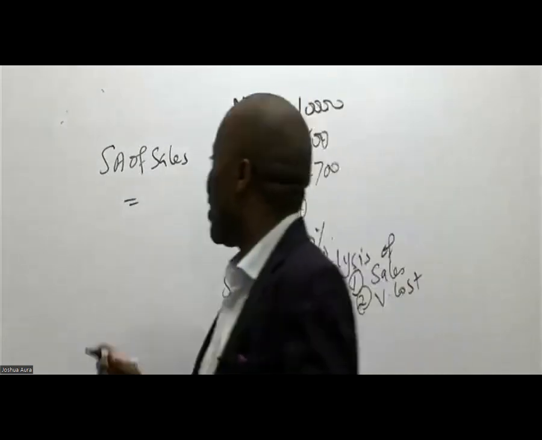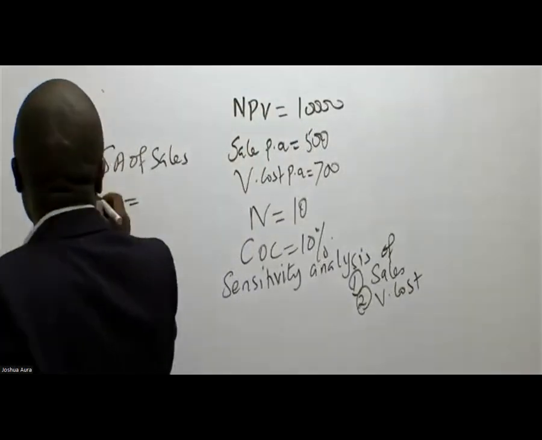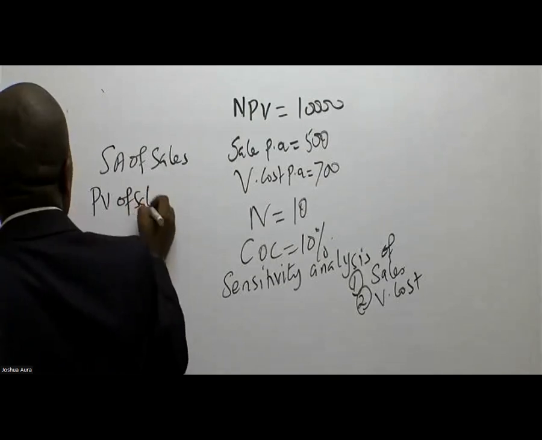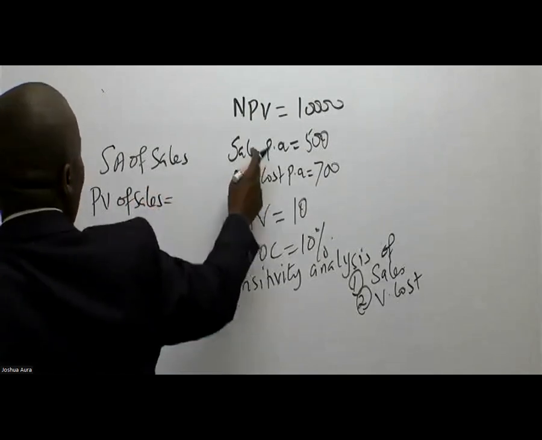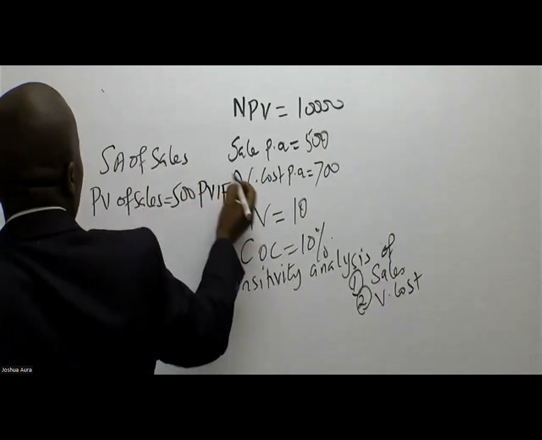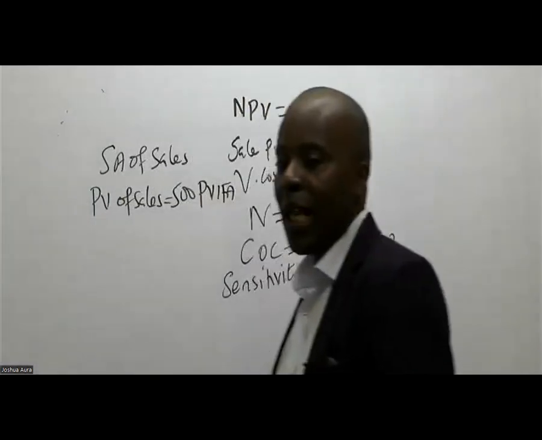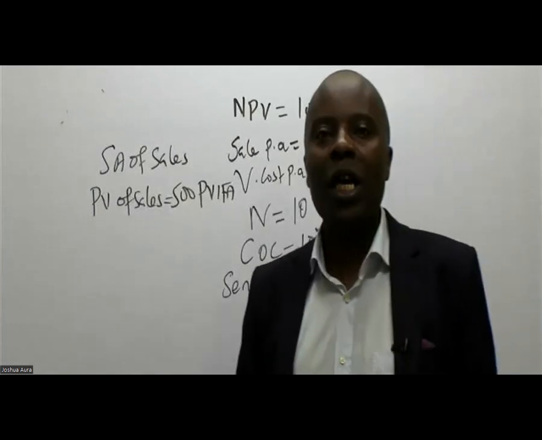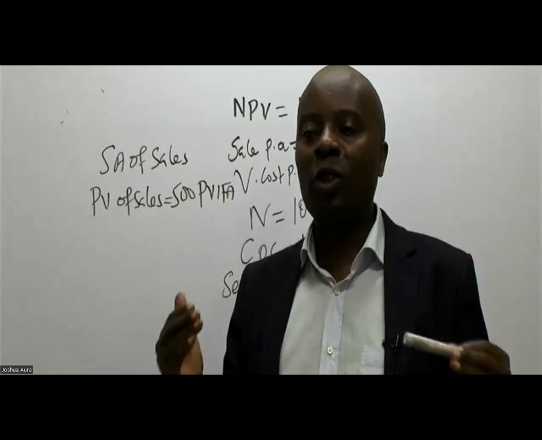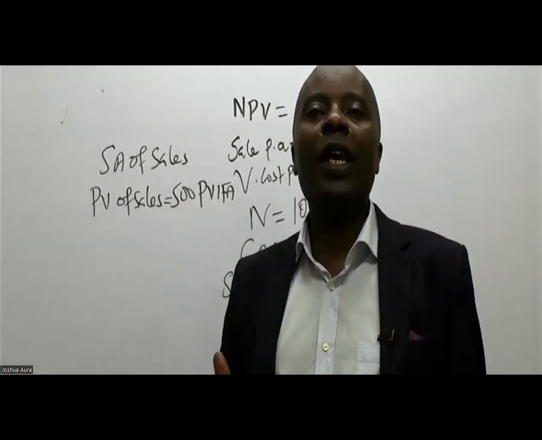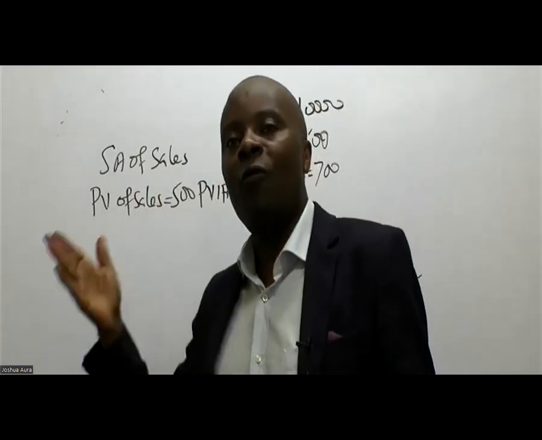So the present value of sales, then this automatically will be the sales amount that we have here, which is 500 times the present value interest factor of an annuity. Why am I using the present value interest factor of an annuity? I'm using it simply because the sales amount given is an annual figure.